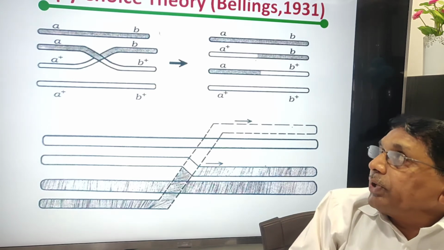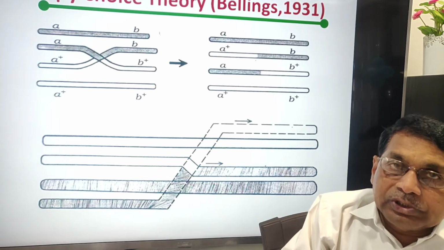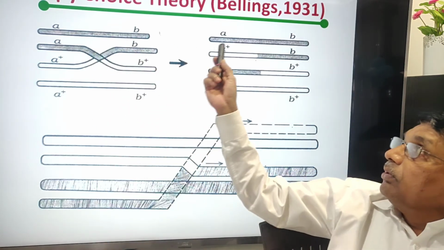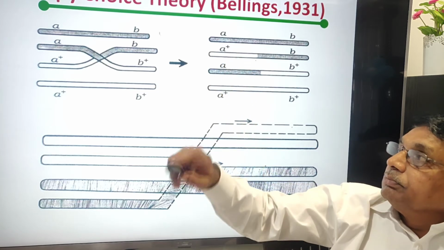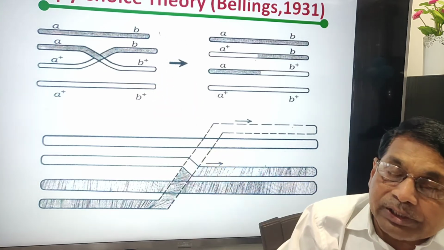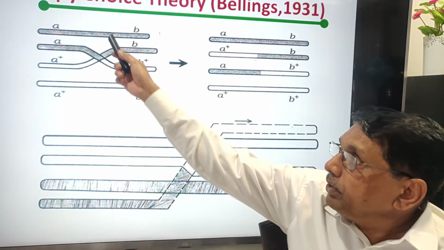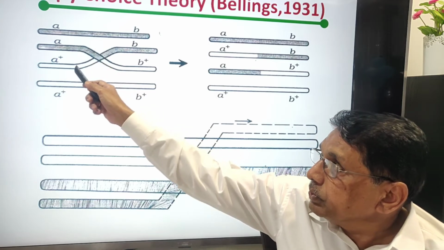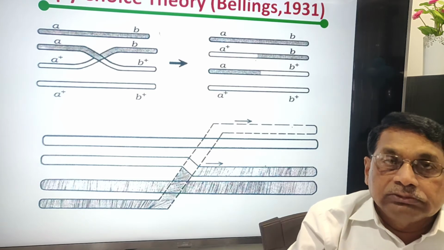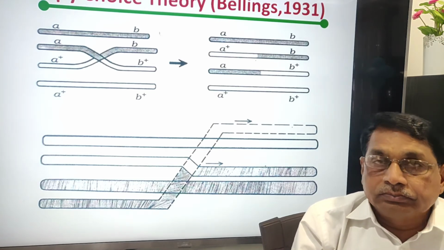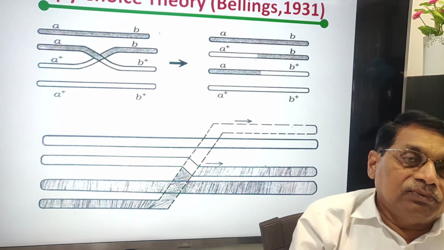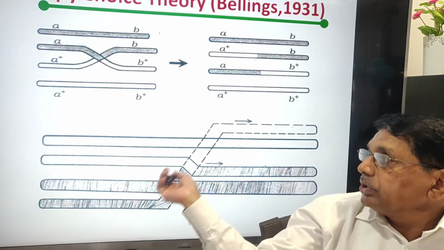Second case, copy choice. So this is almost predetermined here. The exchange here, look at here interestingly, not between these two, but between these two. Between these two, not between these two. That means there is a choice of chromatids for exchange or for crossing over. So this is shown in detail.